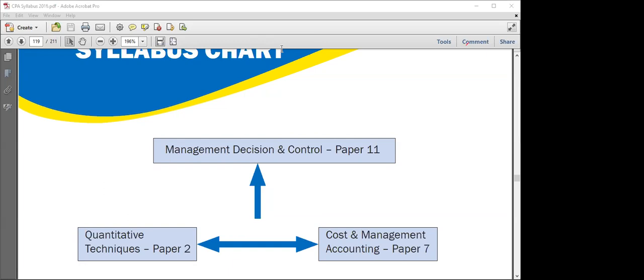I want to tell you that the CPA journey, if you pay for the normal class, the 250,000, you don't need to pay for the revision class, like I've told you. So you only pay for the normal class.